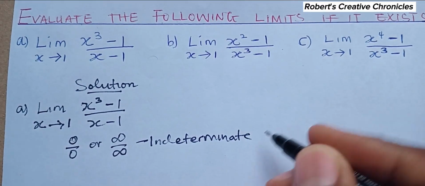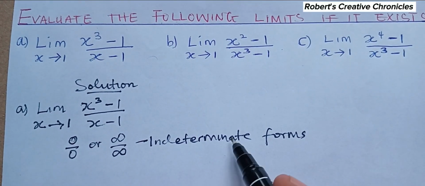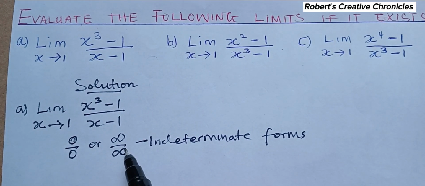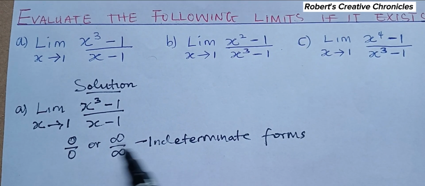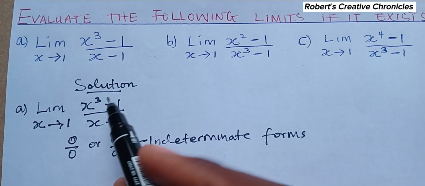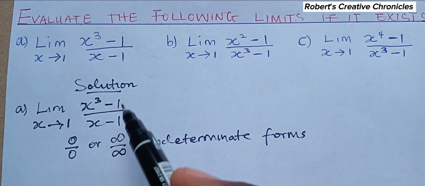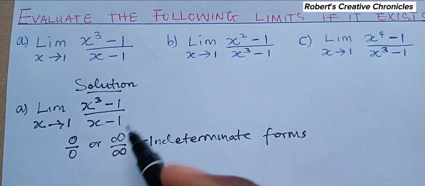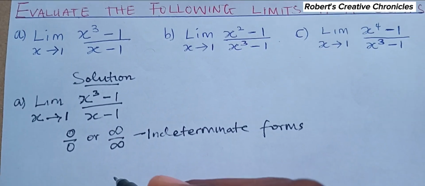So these indeterminate forms, we don't want them. We want a solid answer, a number to represent the answer. This one will give us 0 over 0, and it's not correct. That's why we have to work this expression in such a way that it will give us a number.